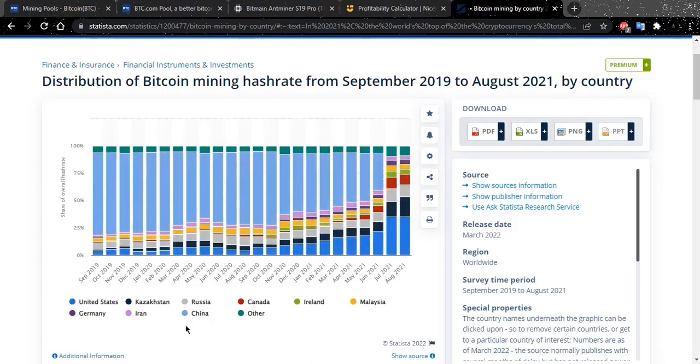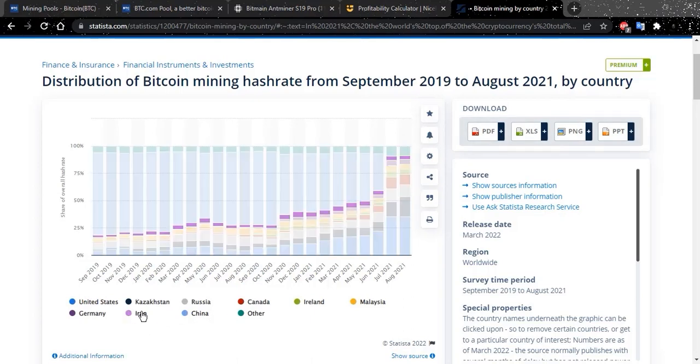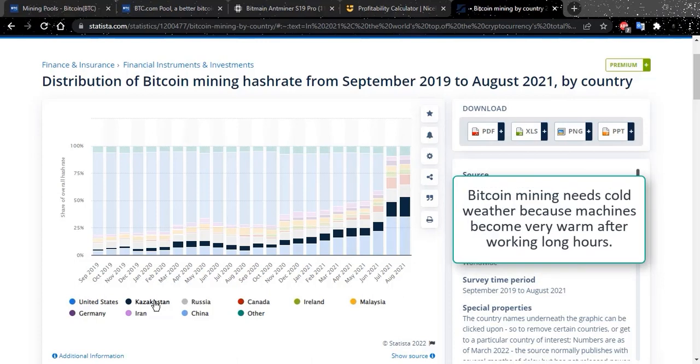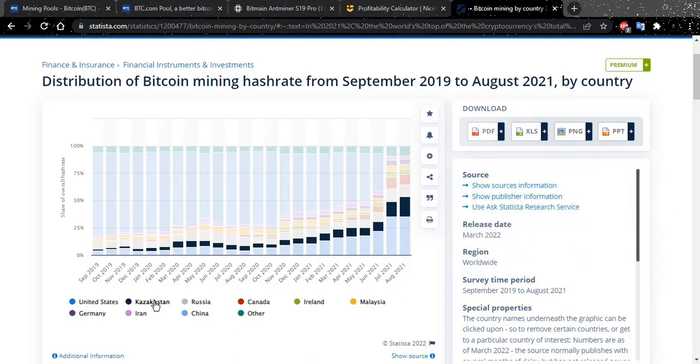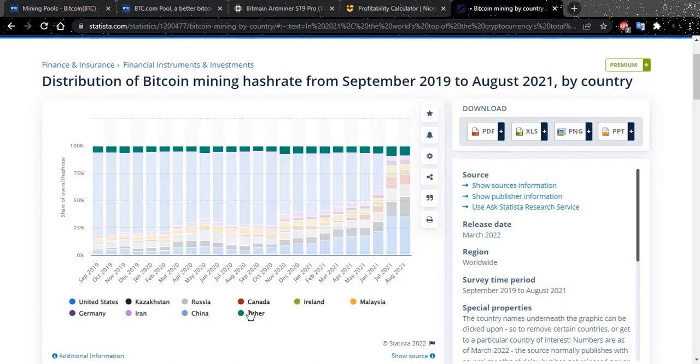We have another country, we have Iran as well. Iran has a small portion of mining. We have Kazakhstan. It's a super popular country for mining. Why? Because the weather is cold and the electricity cost is really lower compared to other countries. That's the reason. We have Russia. We have Canada. When it comes to weather condition, Canada is a nice country, but the cost of electricity is high, so people unfortunately won't be able to mine Bitcoin well. But if you have an institution, if you have a company, of course you're able to make money. It's fine. We have Ireland, small portion, and we have other ones.